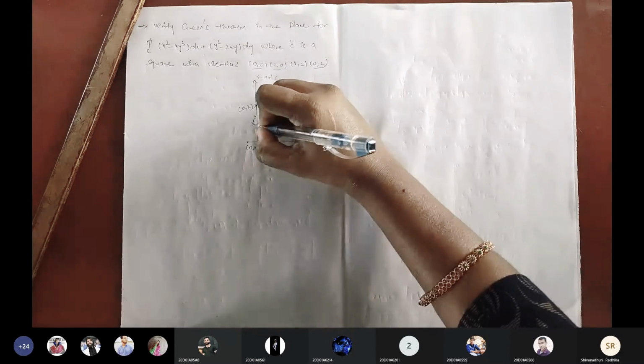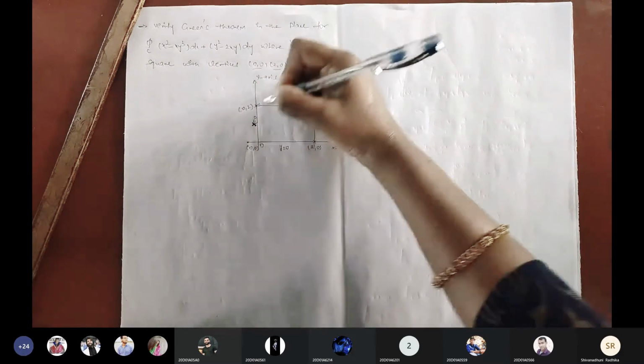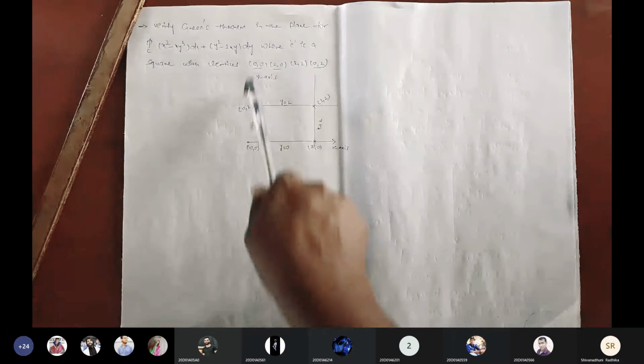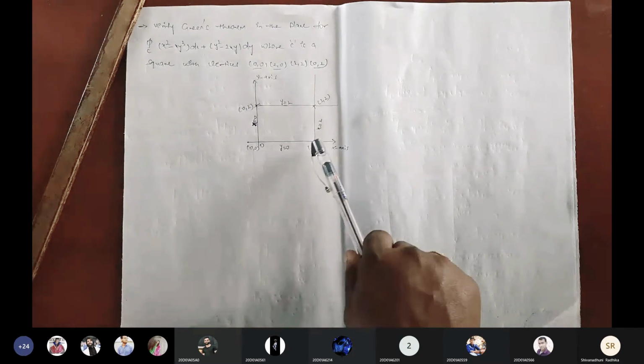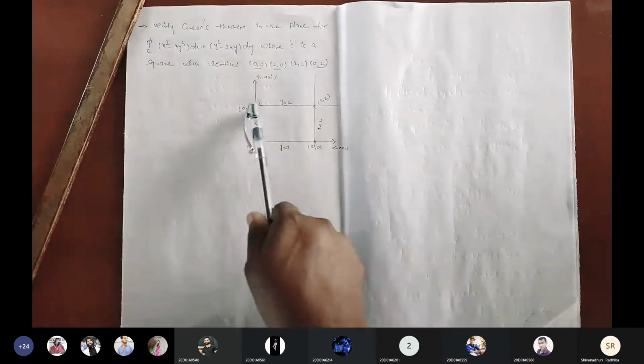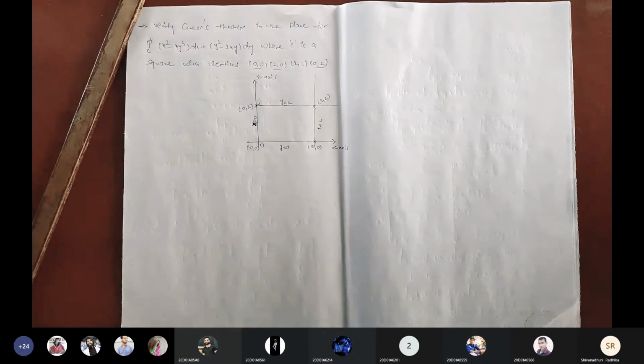And this is x equals 0 here. This one, sorry. This is x equals 0 line. And this is y equals 0 and this is x equals 2 line and this is y equals 2. Is it clear all of you? Any doubts?